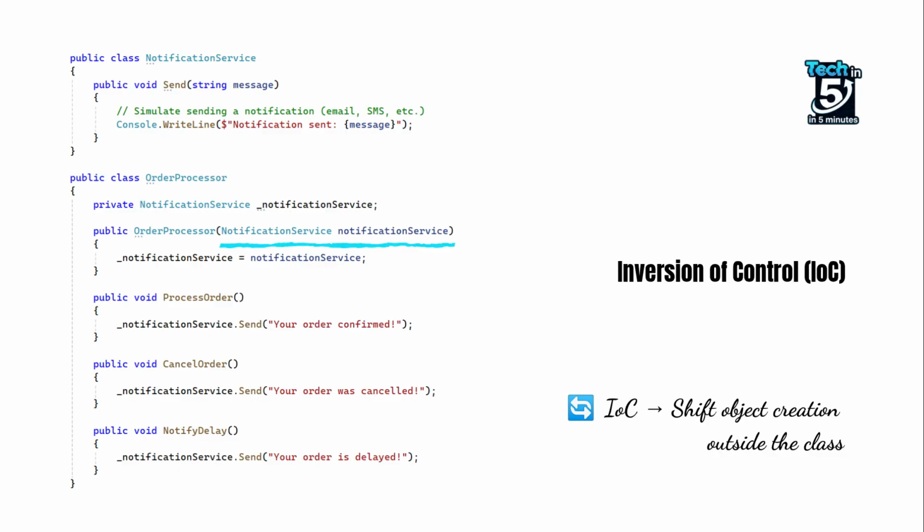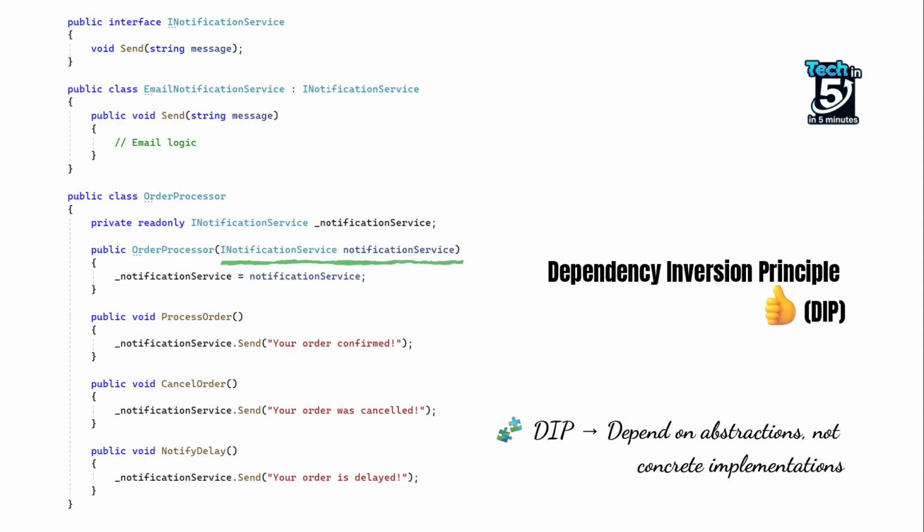Instead of creating its own dependencies, the class receives them from outside. Now, order processor no longer decides how to create notification service. It just uses whatever instance is given. That's inversion of control.